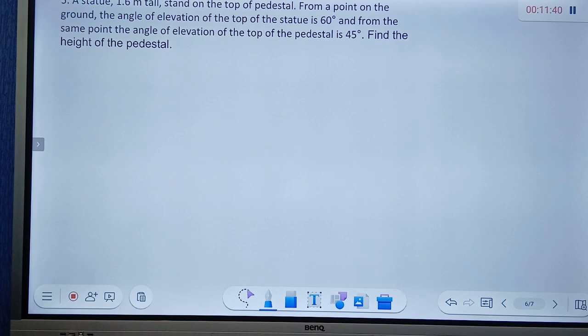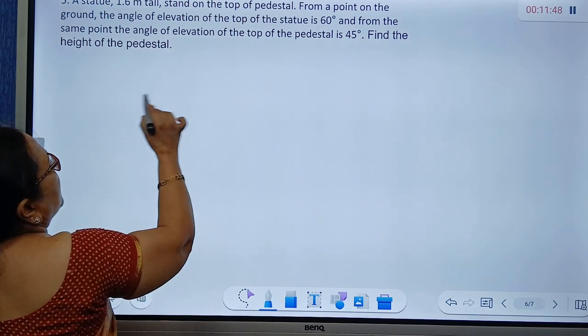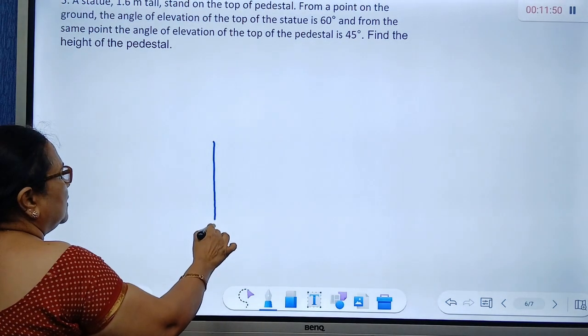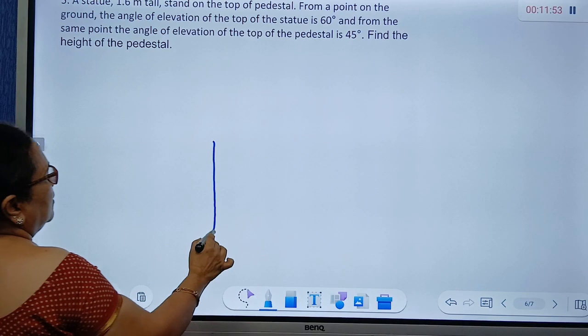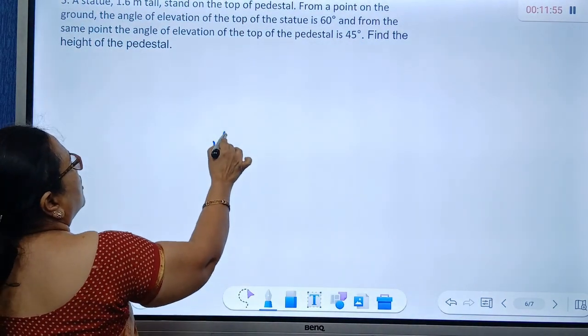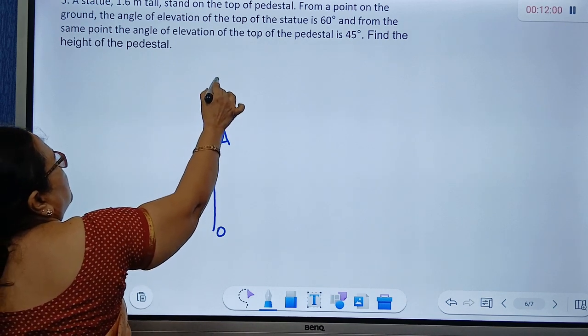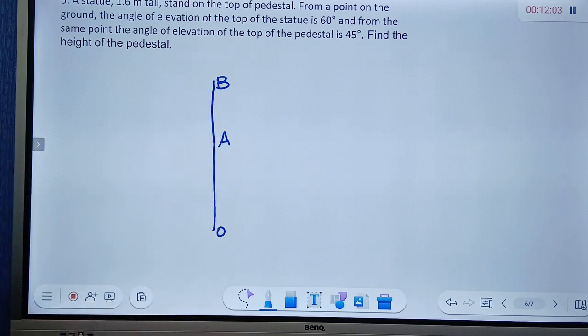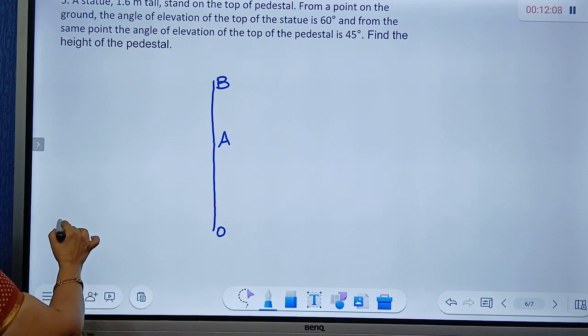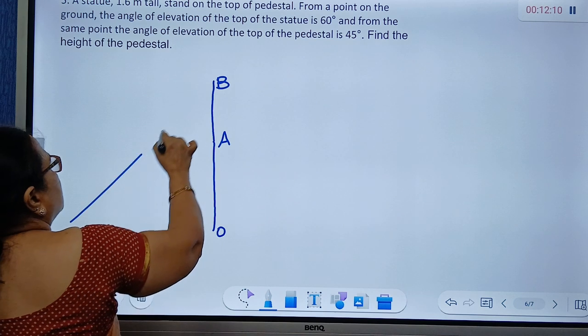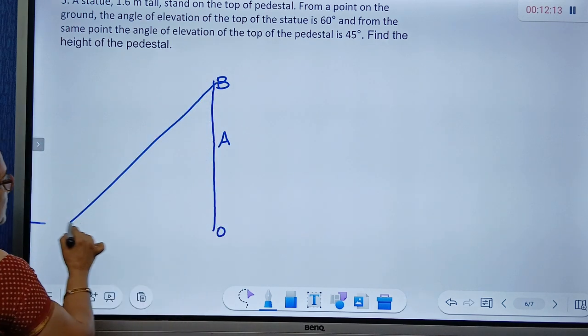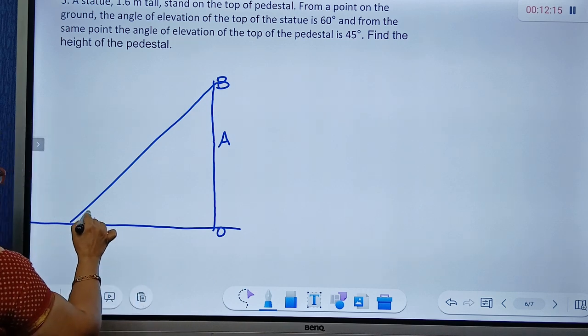Now, a statue 1.6 meters tall stands on the top of a pedestal. So, you have a statue on the top of a pedestal. Let this be the pedestal. On the top of the pedestal you have the statue. Let this be the statue. Okay. Now from a point on the ground, the angle of elevation of the top of the statue is 60 degrees. So this is 60 degrees.